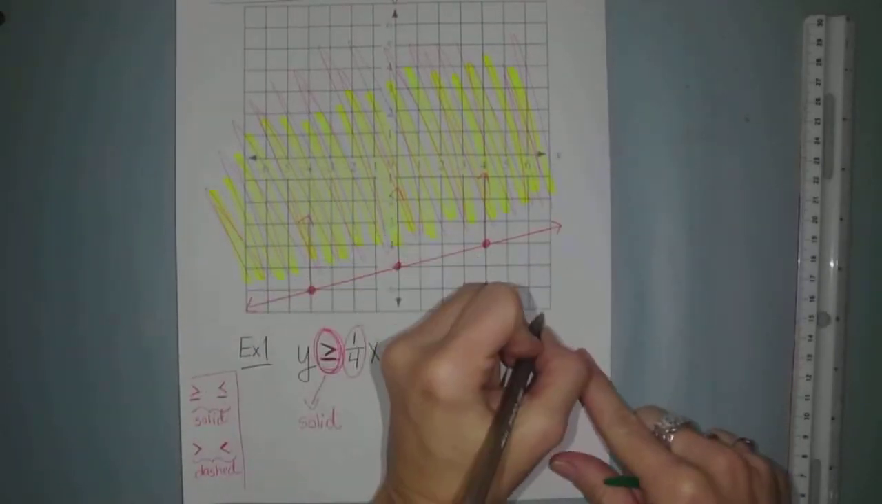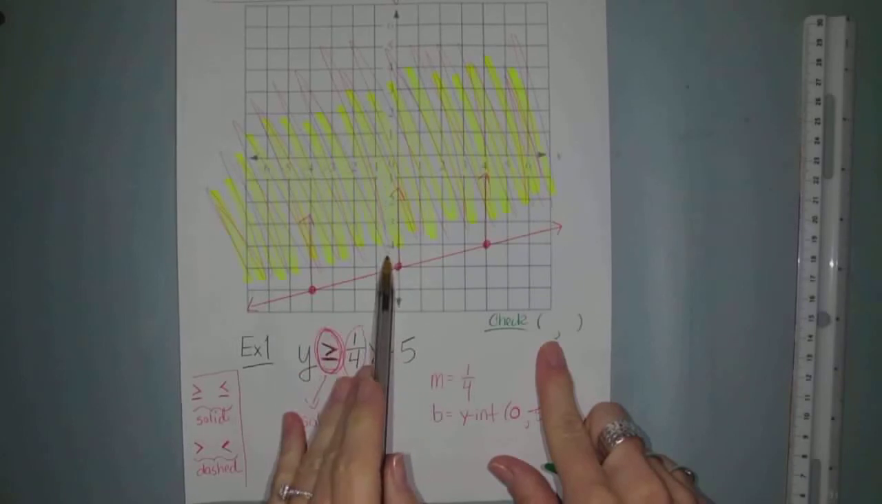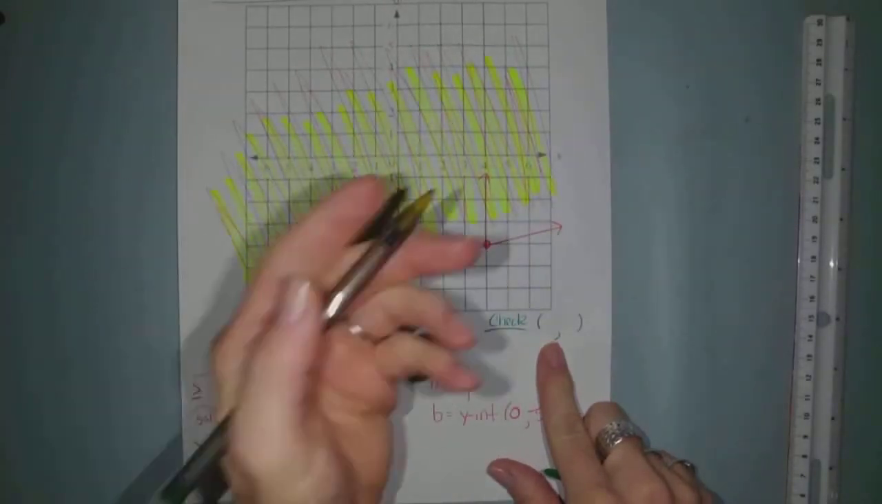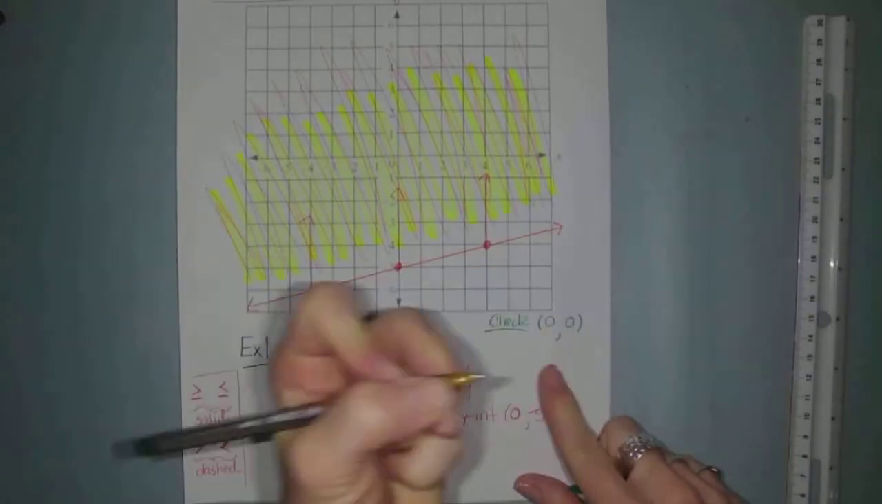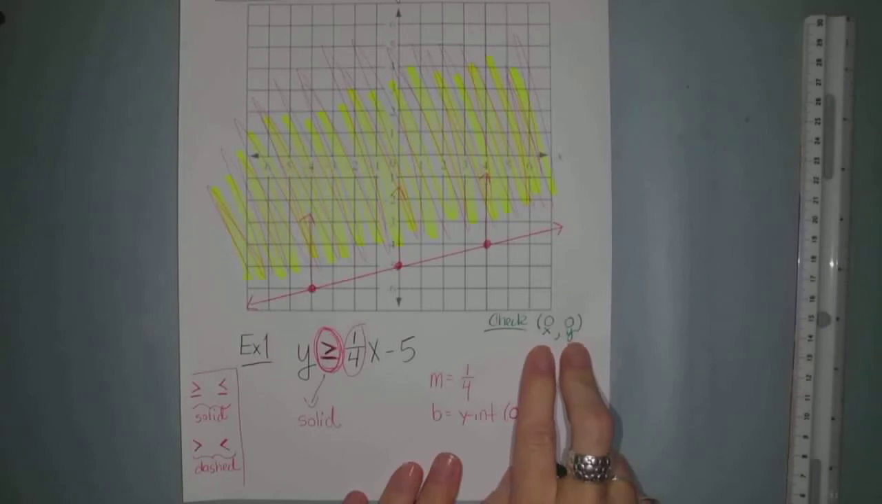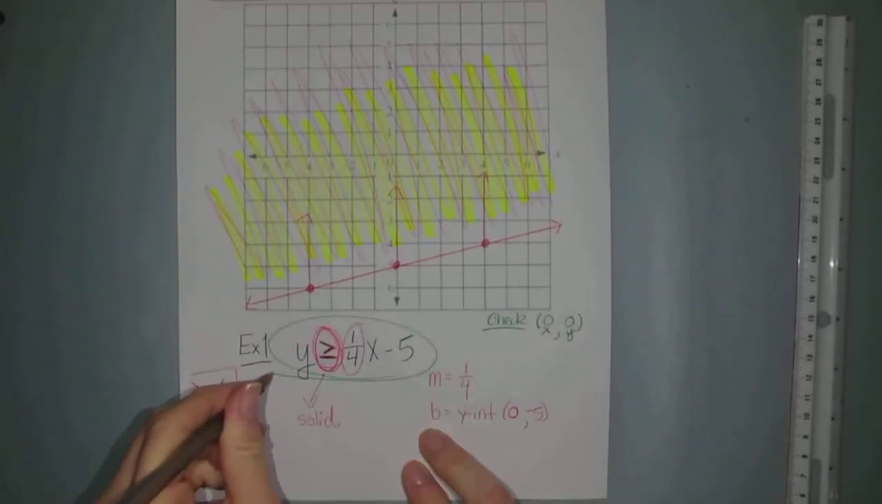So maybe I'll pick something really simple like the origin. I would say that the origin here, 0, 0, is in this area. So I'm going to do 0, 0. So 0 is my x and 0 is my y. Now I'm going to plug that point into my inequality statement.